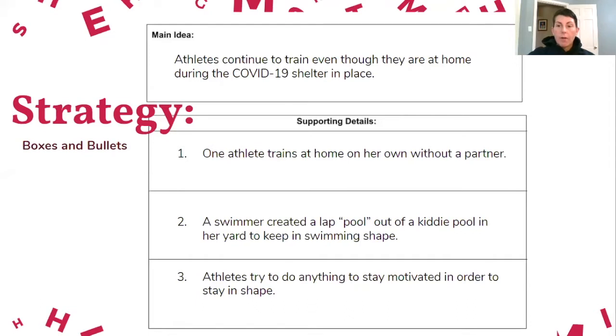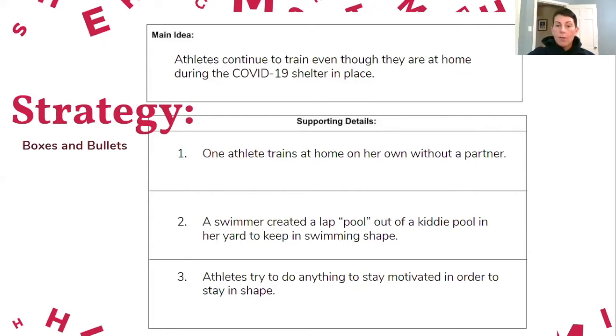Supporting details from the article that you read yesterday are that one athlete trains at home on her own without a partner. A swimmer created a lap pool out of a kiddie pool in her yard to keep in swimming shape. And the third idea is that athletes try to do anything to stay motivated in order to stay in shape. If you have similar ideas to these, and your 3 examples and supporting details support your main idea, then you know that you're on the right track.